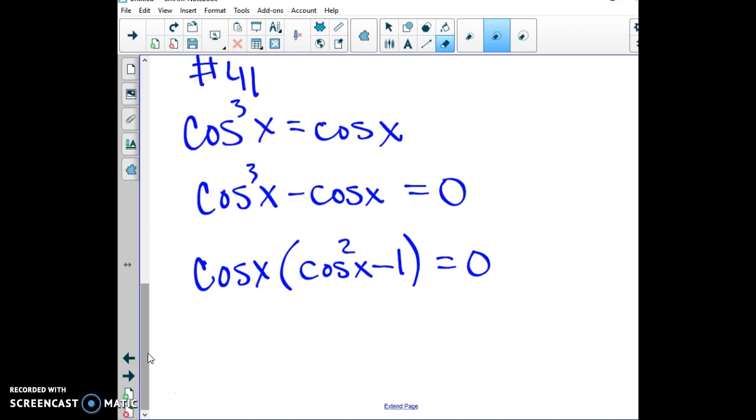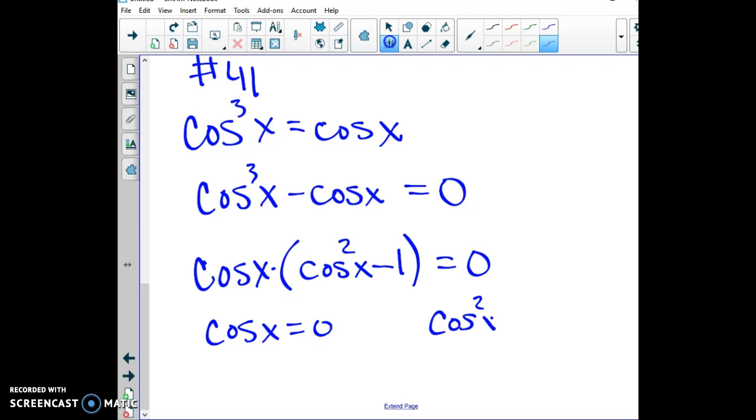So 41 starts with cosine cubed x is equal to cosine x, gathering all the terms on the left-hand side by subtracting cosine x. We can see that we can factor out cosine x, and the zero product property says either of those factors can equal 0. So let's go ahead and set both of them equal to 0.